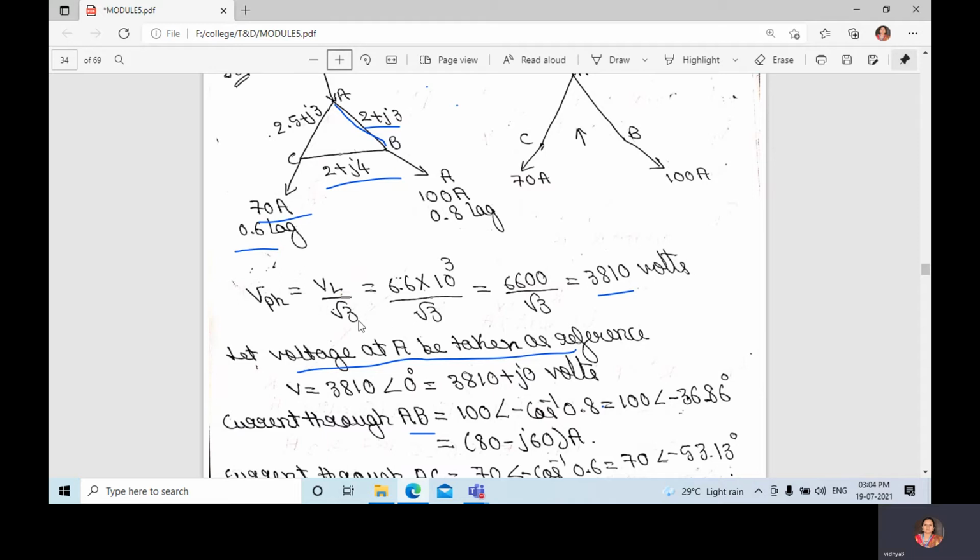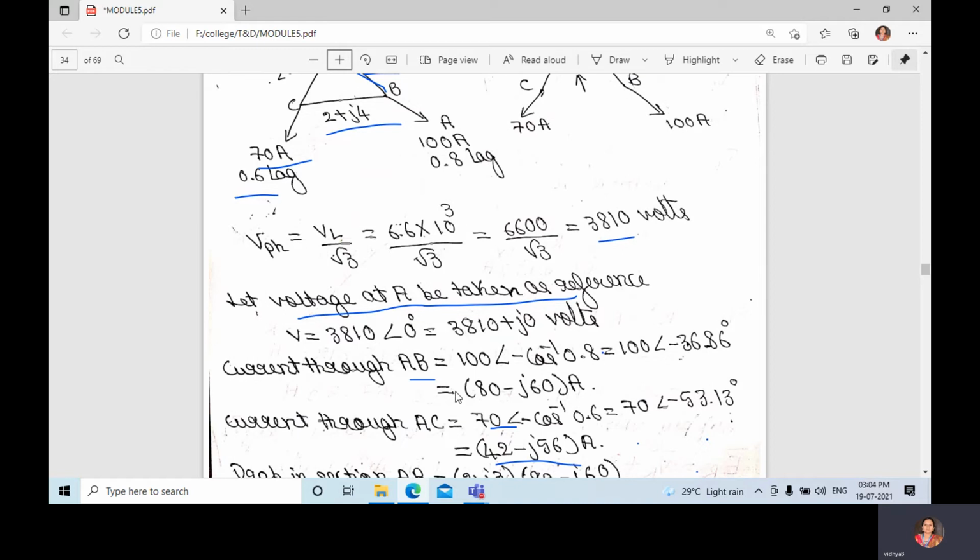So V phase is equal to VL divided by root 3, and they will find out the V phase. Okay. Next, voltage at AB is taken as a reference. V is equal to 3810 at angle 0 degree. Okay. Current is equal to 100 at angle minus cos inverse of 0.8. So they have given the current is 100. The load is 100 and the angle is minus 36.86. So 80 minus j60 amps.